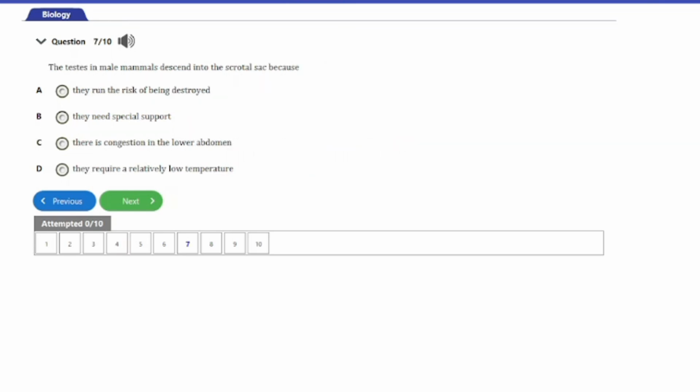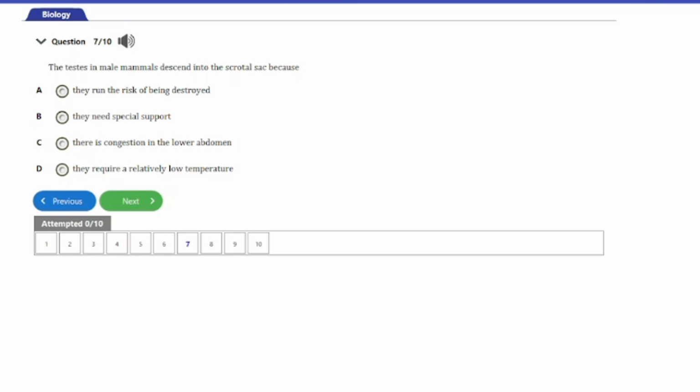It says, the testes in male mammals descend into the scrotal sac because: A, they run the risk of being destroyed. B, they need special support. C, there is congestion in the lower abdomen. D, they require a relatively low temperature. So guys, the answer to this question is option D, they require a relatively low temperature. They actually descend into the scrotal sac because they require a temperature that is relatively lower than that of the internal temperature. And that's it for that question.